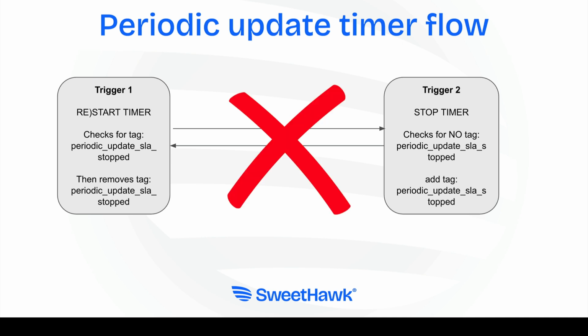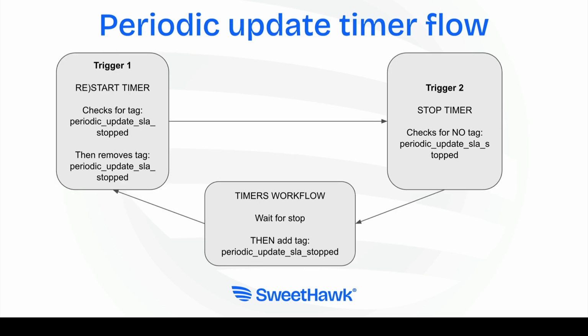So as in, there would be a race condition, your timer would sometimes start, but it would sometimes not start. So you need to have that check in place. And so I'll show you how to set that up.